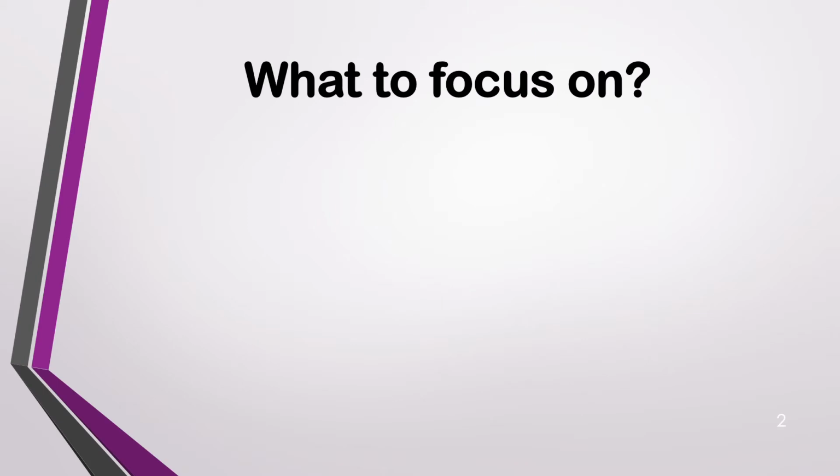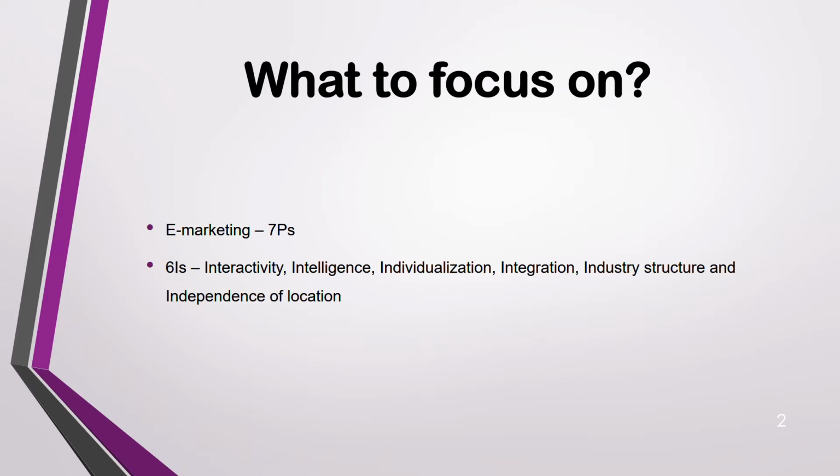You must be familiar with some of it, and there are some additional things which we are going to study in e-marketing. So we are going to focus on the 7 P's. The 4 P's are of a product and the 3 additional P's are for the service, and it is also applicable for e-marketing. Then we are going to go to the 6 I's. The 6 I's stand for interactivity, intelligence, individualization, integration, industry structure, and independence of location. What are each of these? We'll go into detail. And then e-branding, which is very important in today's world because everything is online.